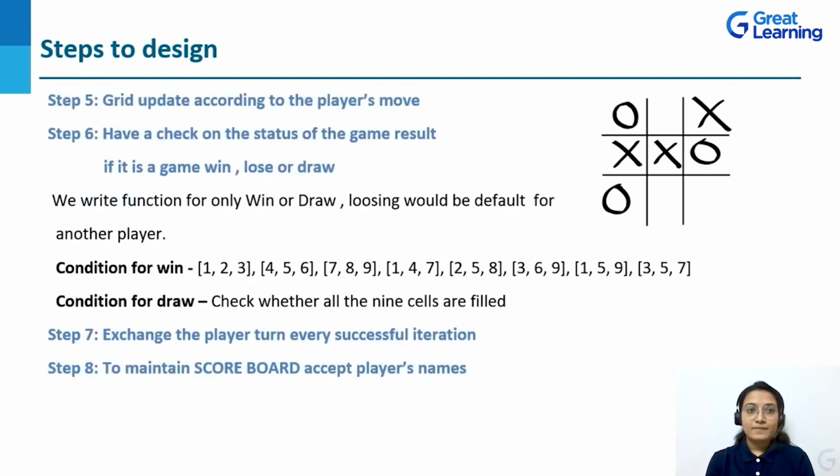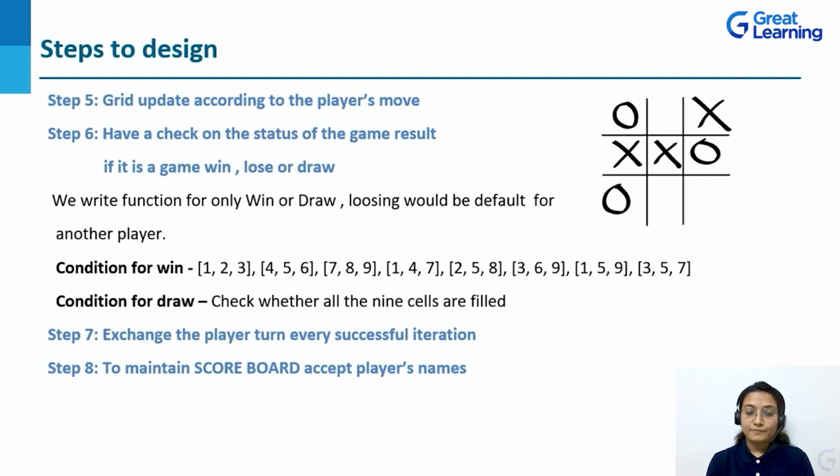Step 5, we have to update the grid accordingly. In every iteration, every player move, we have to update the grid, right? The grid update according to the player's move is step 5.